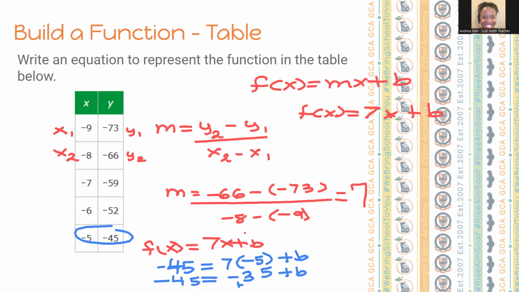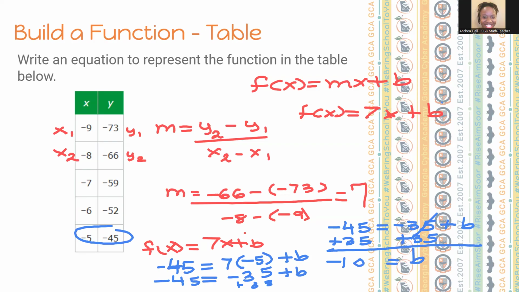Then I'm going to add 35 to both sides so I can get the b by itself. So again, this is negative 45 equals negative 35 plus b. And I'm going to add 35 to both sides. And then b is equal to negative 10. So now my function is f of x equals 7x minus 10. And that's how I build it.